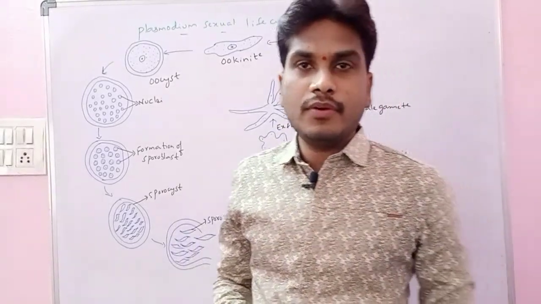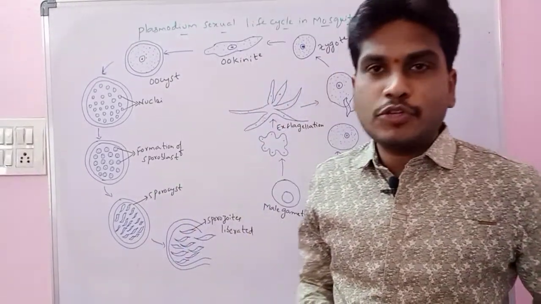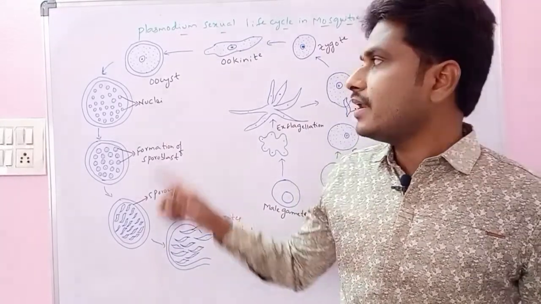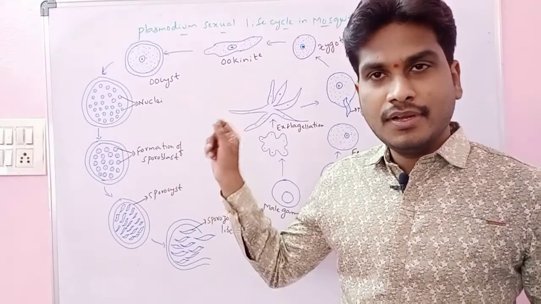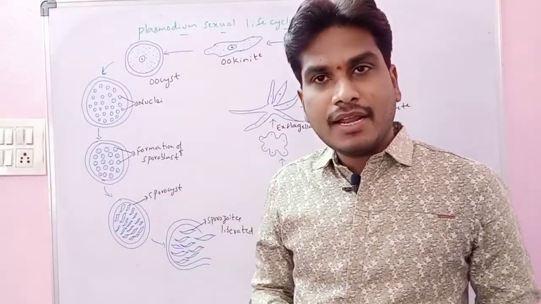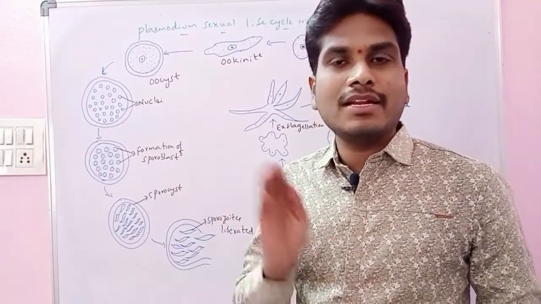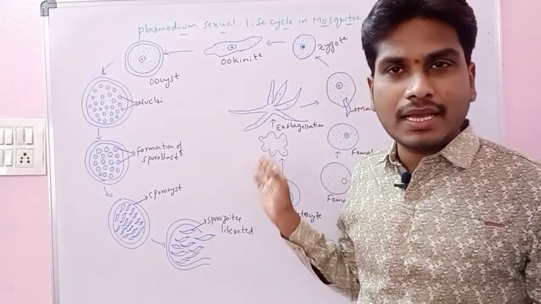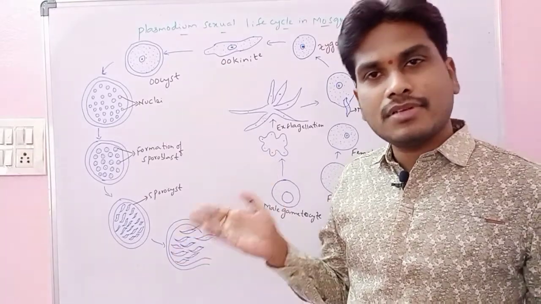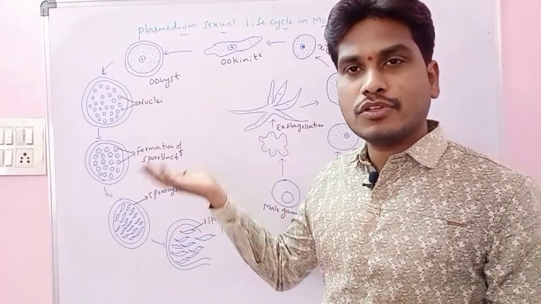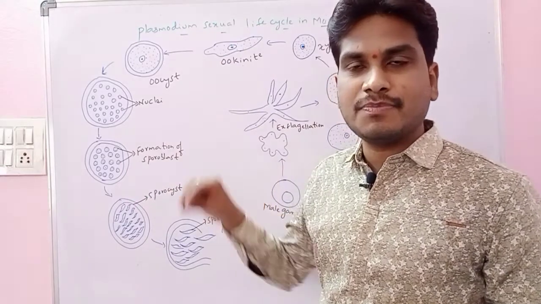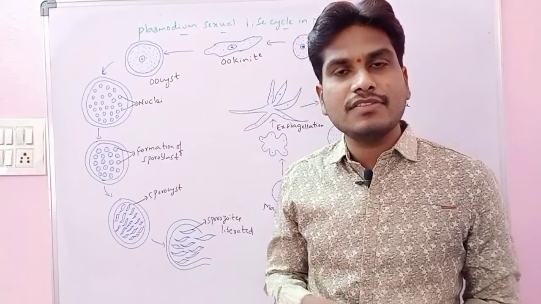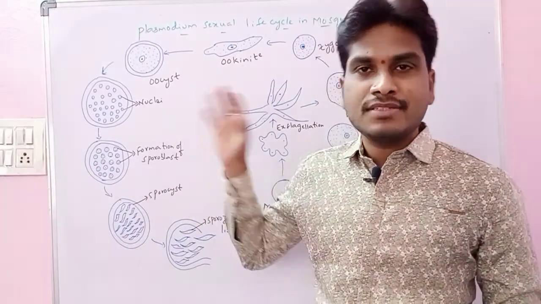Hello everyone. Now we are going to discuss the sexual life cycle of Plasmodium in the female Anopheles mosquito. The female Anopheles mosquito is a secondary host for the Plasmodium. In the female Anopheles mosquito, Plasmodium undergoes the sexual life cycle. Why are we calling it a sexual life cycle? Because here the male and female gametes are formed, and the male and female gametes are fused and then give rise to sporozoites. Hence we are calling it a sexual life cycle.